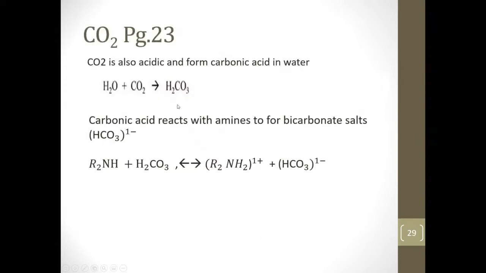Removing the carbon dioxide, it's also acidic and forms carbonic acid when it mixes with water. Water plus carbon dioxide makes carbonic acid. The carbonic acid in natural gas will also react with amines to form salts, or in this case, bicarbonate salts. And this example is shown here, an amine reacting and forming the bicarbonate salts and then going back and forth in this reaction that strips it and then reuses it again.